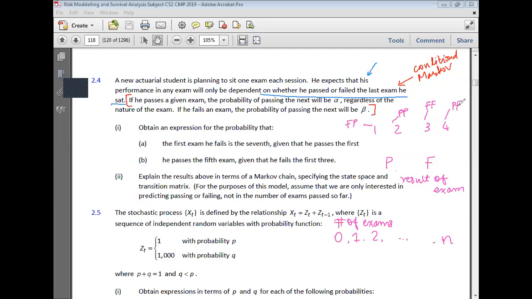Okay, so now when you transit from these states, let's say I'm defining these 4 states as 1, 2, 3, 4. What do you think will be the probability that I go from 1 to 2? What is this saying in terms of words? When I move from state 1 to state 2, I'm saying that I failed the exam and then I passed another exam, and now I have passed 2 exams.